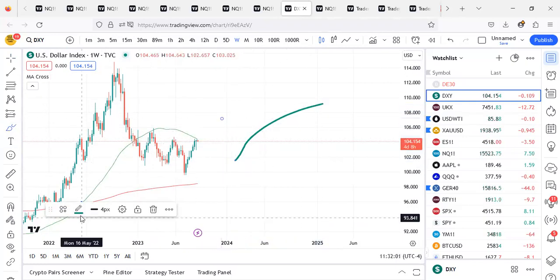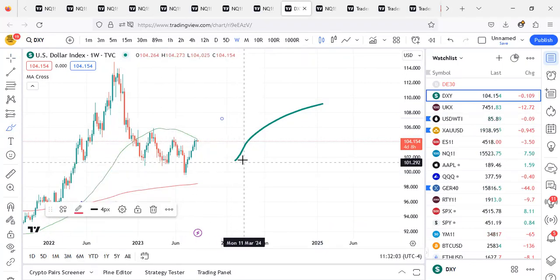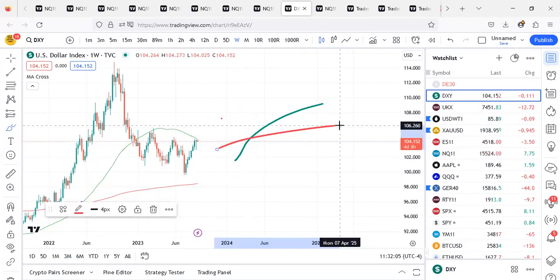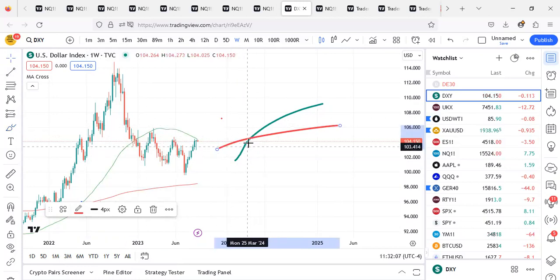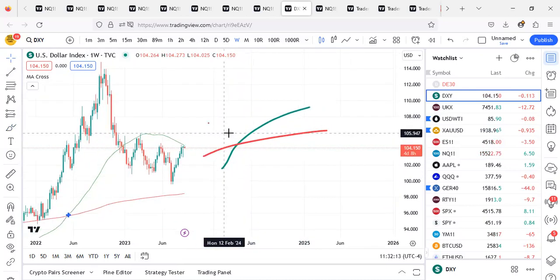Now, usually the most common moving average cross is the 50 MA and the 200 MA. When the green 50 MA crosses above the 200 MA, it's also called a bullish cross. When this happens, it is generally perceived in the market that the price will continue to go up.